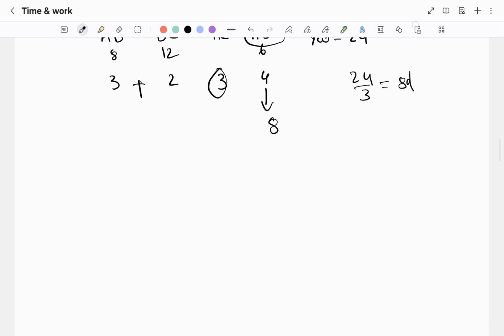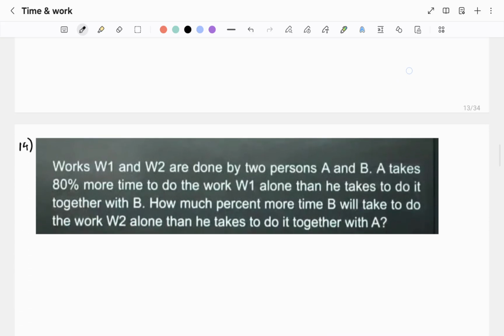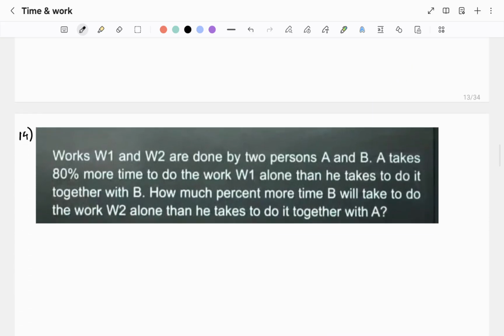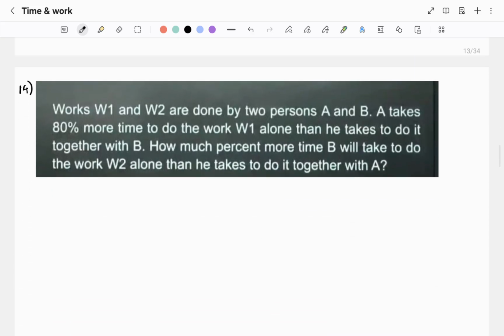Next question. Works W1 and W2 are done by two persons, A and B. A takes 80% more time to do the work W1 alone than he takes to do it together with B. How much percent more time will B take to do the work W2 alone than he takes to do it together with A?